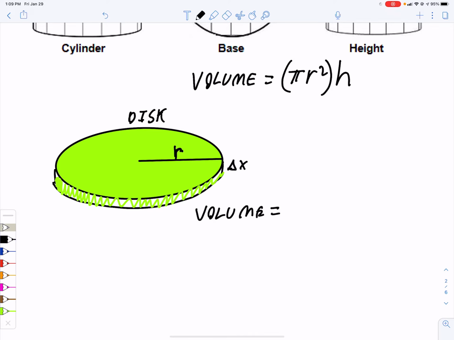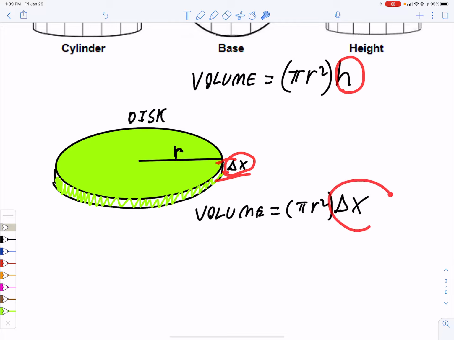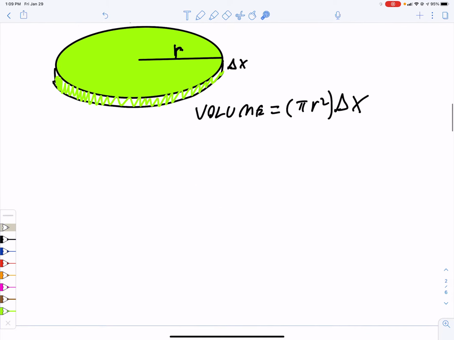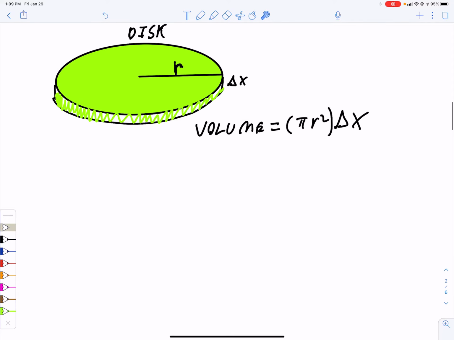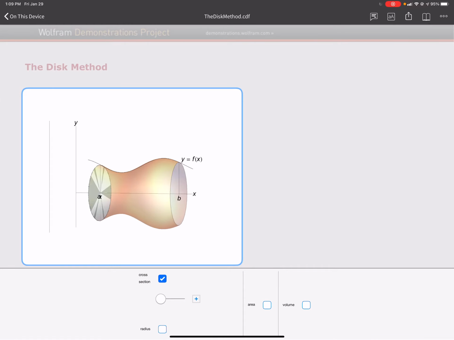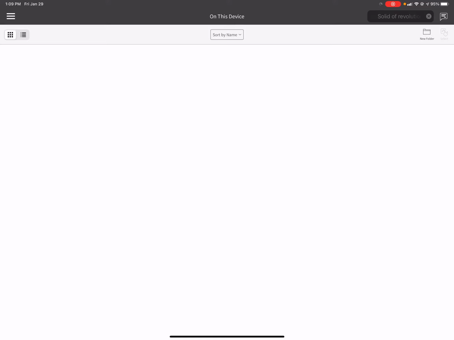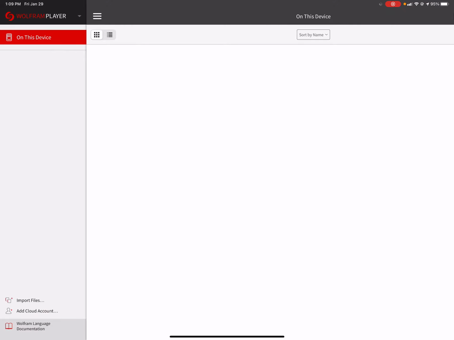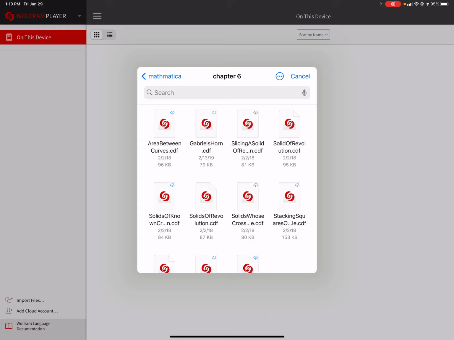Volume is the area of the circle, pi r squared, times the height of this, which is delta x. So same idea, but instead of saying the height, we're saying the height is delta x. So keep that in mind as we move on to volumes of revolution. The hard part of this is to be able to visualize what is going on. So I'm going to do something for you. We want solid of revolution.